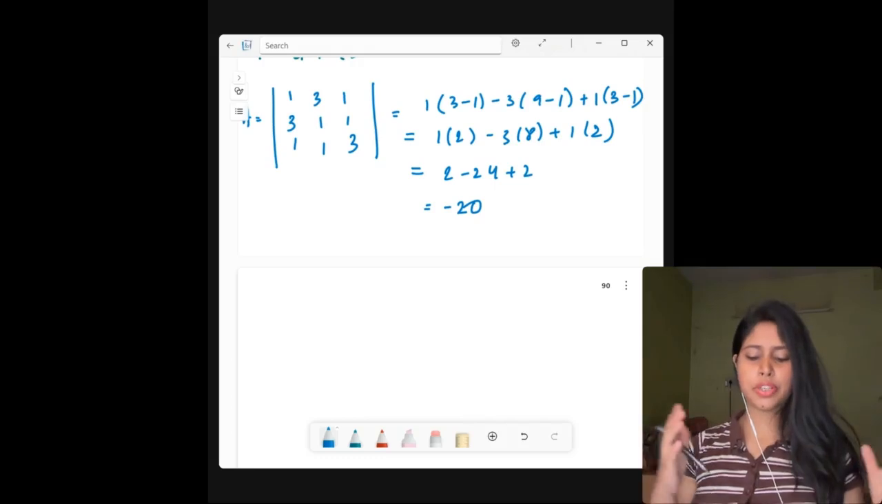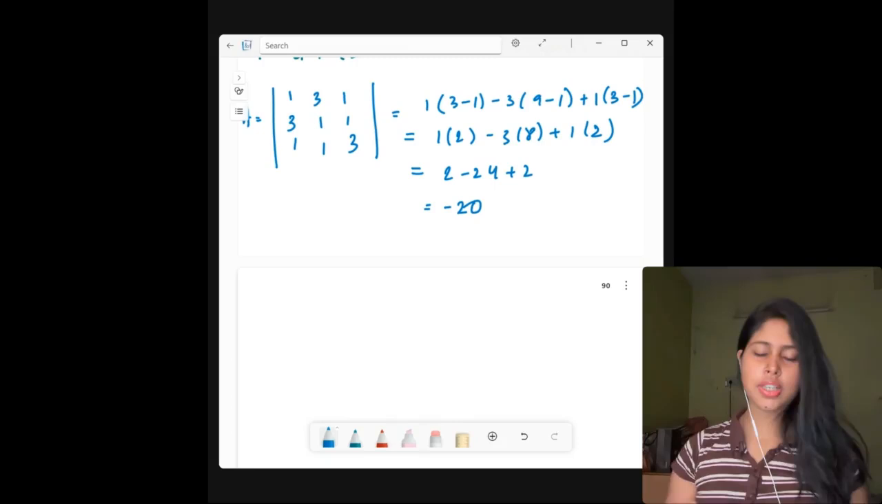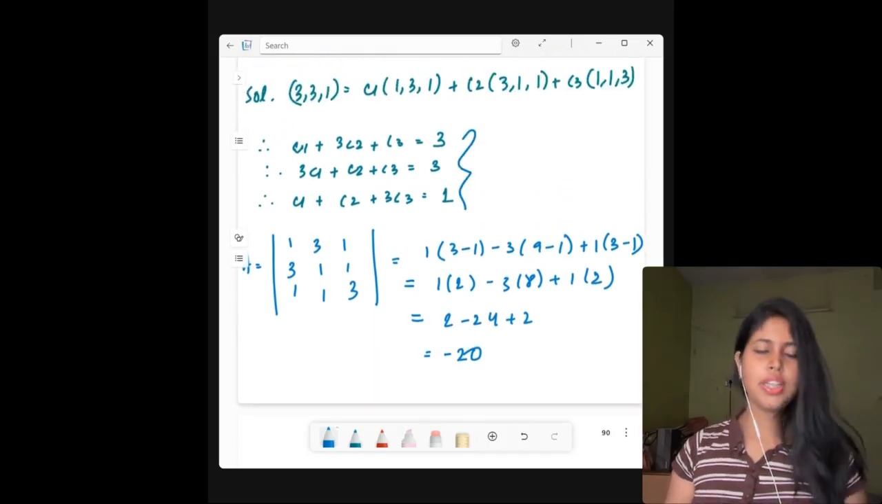Then we will try to find out the determinants of A1, A2, and A3. How will we find the determinant of A1? We will substitute the column of the matrix with the constant matrix. What is the constant matrix? It is 3 3 1, right? So for A1 we will do that.